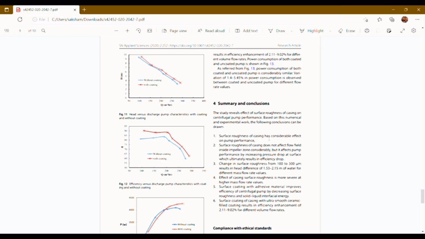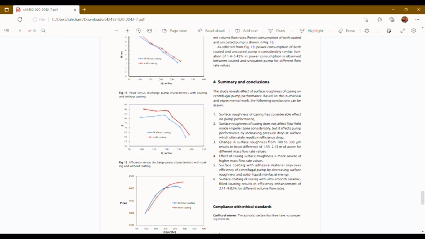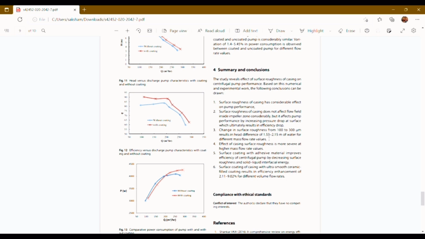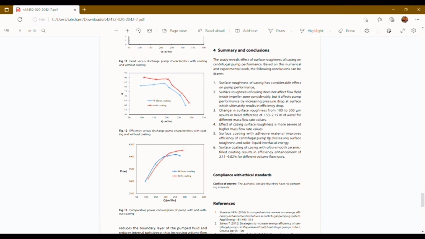And finally, the summary and conclusion of the research article. The study reveals the effect of surface roughness of casing on centrifugal pump performance based on numerical and experimental work. The following conclusions can be drawn. Firstly, surface roughness of casing has considerable effect on pump performance. Surface roughness of casing does not considerably affect the flow field inside the impeller zone.